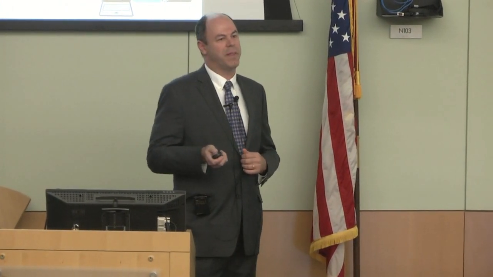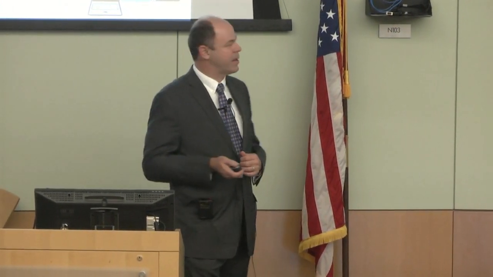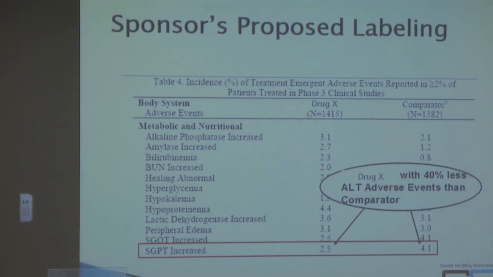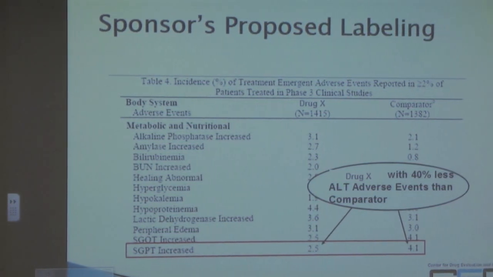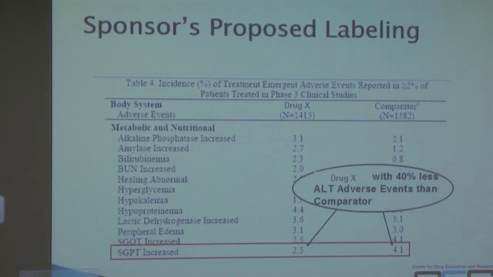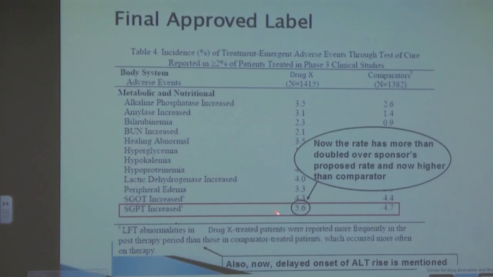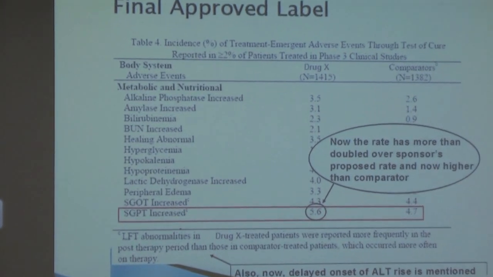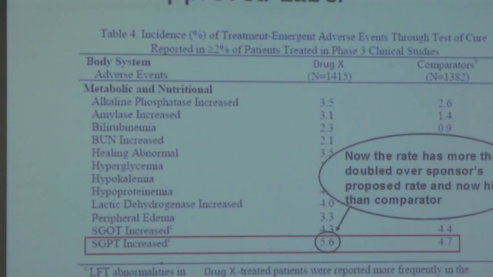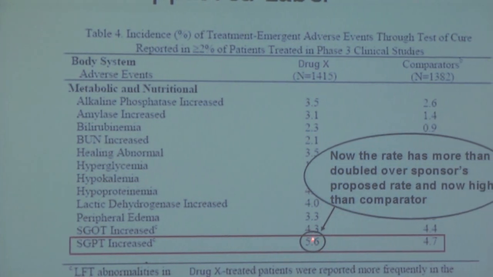So before I show you what the final label looked like, let's take a look at what the sponsor's proposed label was. So they have 2.5 versus the comparator, which is 4.1. And again, this is a table that appeared in their proposed labeling. So let's take a look and see what the final labeling, the approved labeling, looked like. So it went from 2.5 to 5.6. So not only is it not less than the comparator, it's actually more than double and now higher than the comparator.